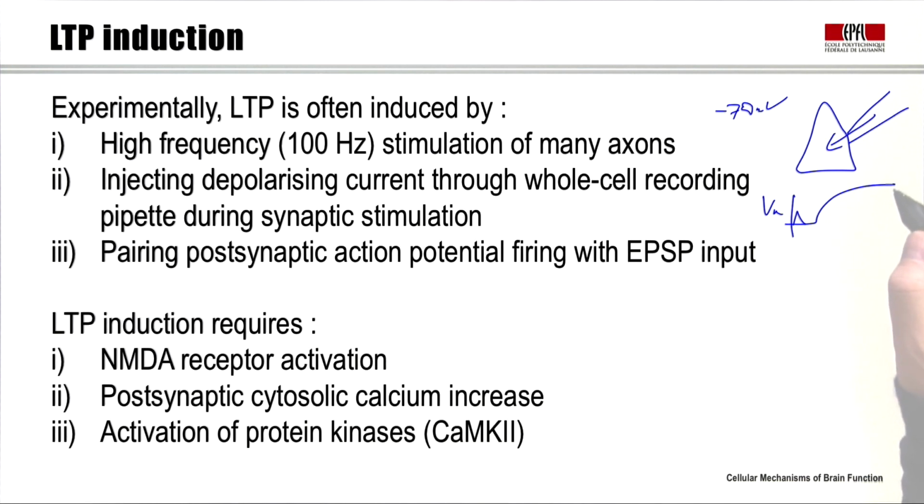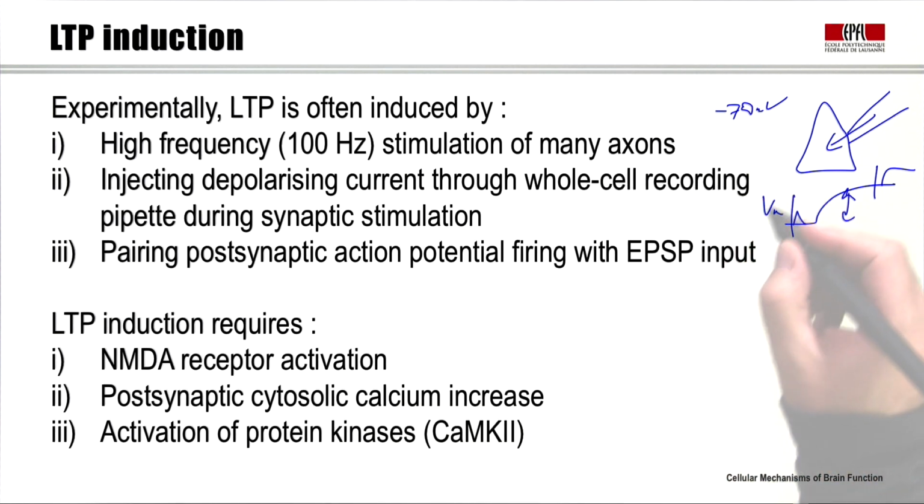You can then depolarize the postsynaptic neuron. That then unblocks the NMDA receptor. You'll remember that there's a voltage-dependent magnesium block of the NMDA receptor. If you now have depolarized the cell and you give the same stimulation to the presynaptic cell, you can now induce long-lasting NMDA currents. And so depolarizing the postsynaptic cell is another way in which you can induce long-term potentiation.